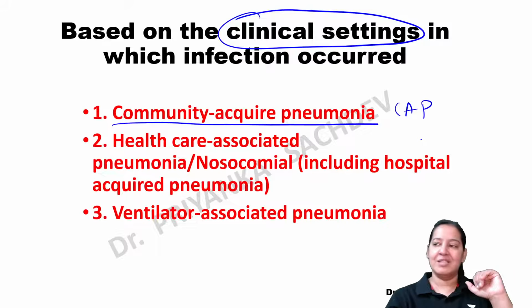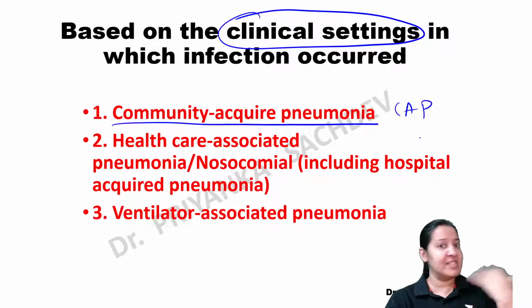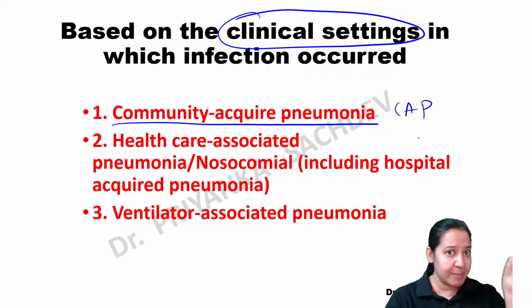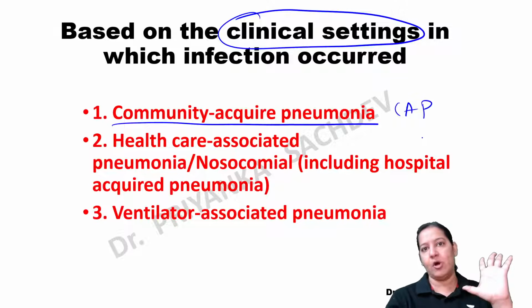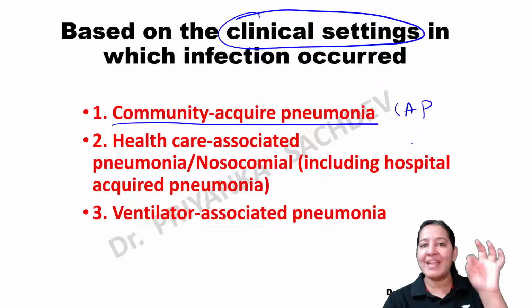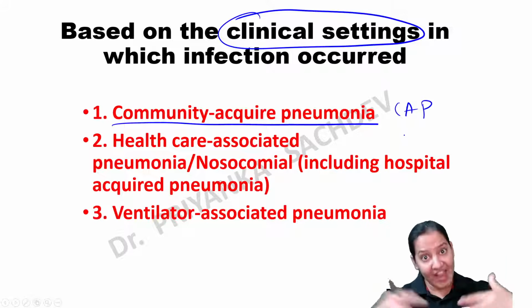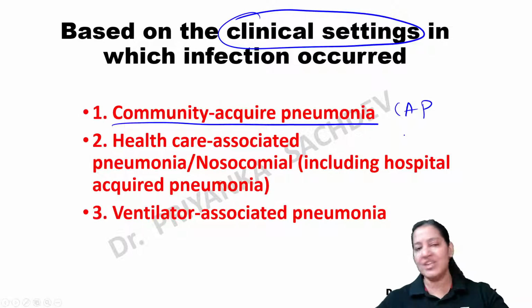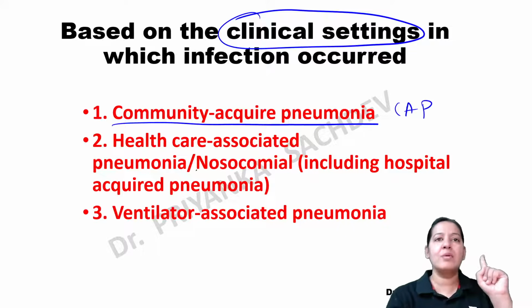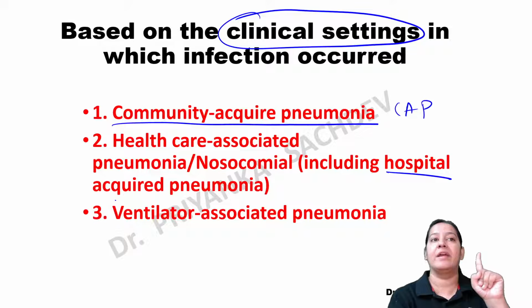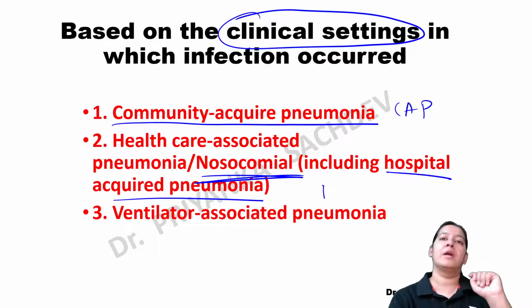Suppose a patient comes to the hospital with some other disease. He was not having pneumonia at the point of admission. Due to some other disease, he got admitted. But the hospital is the most contagious place in the world, and he got an infection in the lung there, because other patients have pneumonia, cough, and cold. From there he got the infection and developed pneumonia in the hospital. That is known as hospital acquired pneumonia, also known as nosocomial pneumonia. So the second type is nosocomial or hospital acquired.